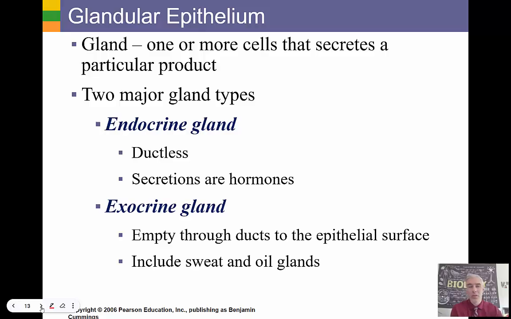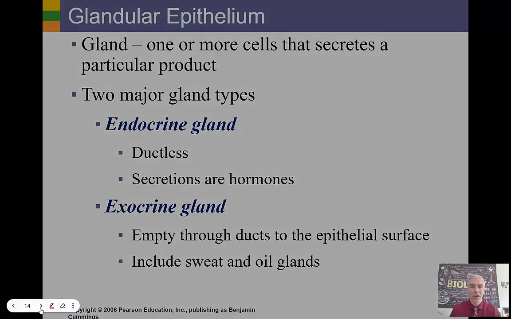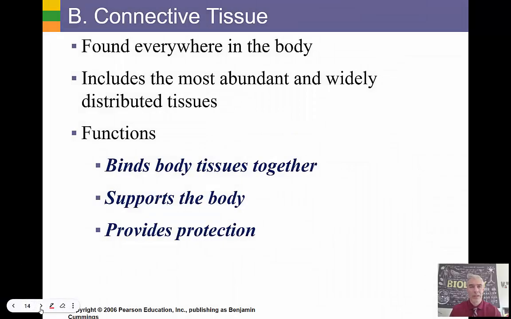So, for example, sweat glands, oil glands, which are called sebaceous glands, salivary glands, glands that produce enzymes in your digestive tract, for example. So those are all types of glandular epithelium. Again, we're not going to really look at those, but you want to know their characteristics. All right, so that was epithelial tissue.